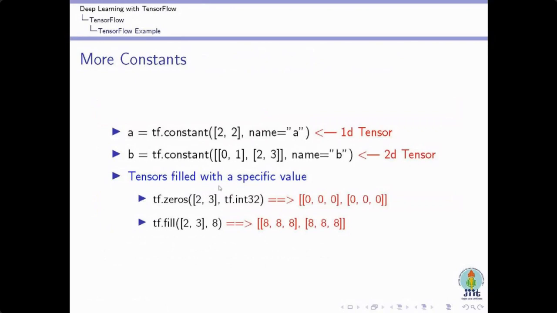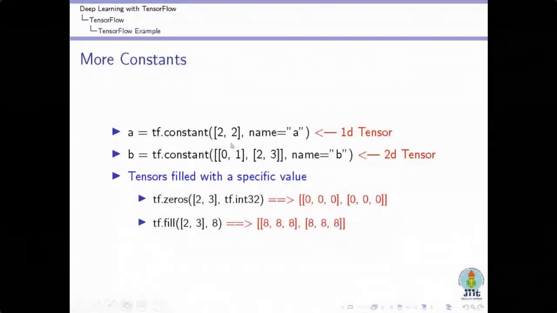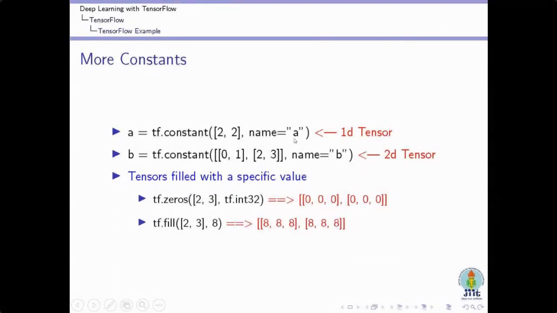Initially we have declared a constant, that is a scalar 0D tensor. We can declare a 1D tensor. 1D tensor means a one dimensional array, just like this tf.constant. If I write 2 comma 2, it will create a tensor with those values. And here we are giving a name. If you want to give a name, this name can be used in the data flow. You can skip this part also.